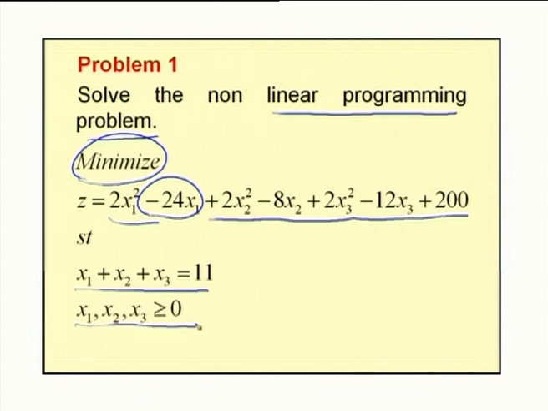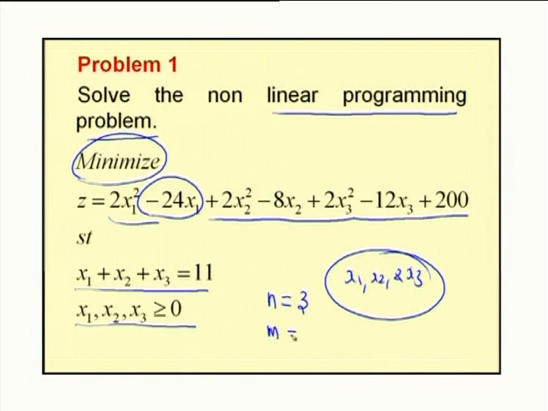So, the given nonlinear programming problem involves 3 decision variables x1, x2 and x3 and 1 equality constraint. For this nonlinear programming problem, the number of decision variables n is 3 and the number of constraints m is 1. Therefore, n equals 3, m equals 1. Now, we try to solve this nonlinear programming problem with the help of the necessary and sufficient condition.